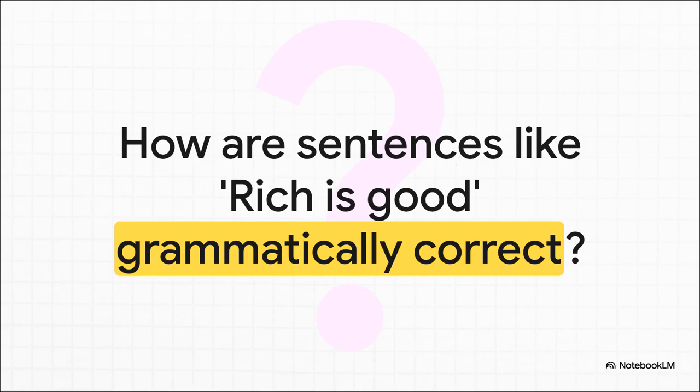Take a look at a sentence like "rich is good." Wait a minute, isn't "rich" an adjective? How can it be the subject? And what about "steadily is the best way to work"? "Steadily" is clearly an adverb. And then you have "on the beach now is much better," where a whole phrase is the subject. Now, according to the basic rules we all learned, these should be totally wrong, but they're not. So what's really going on here?